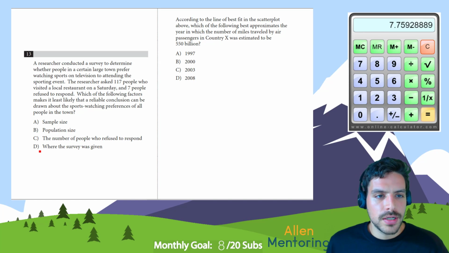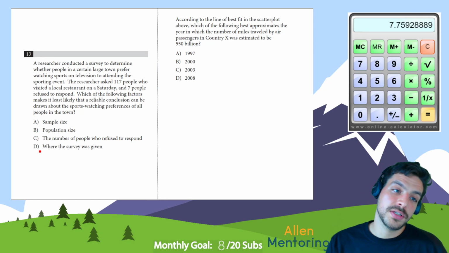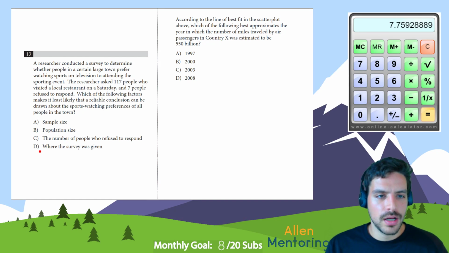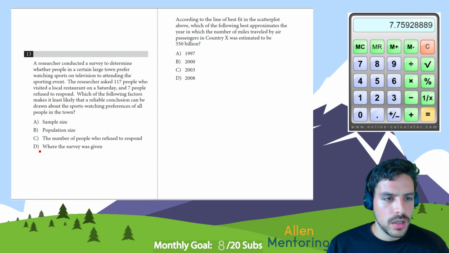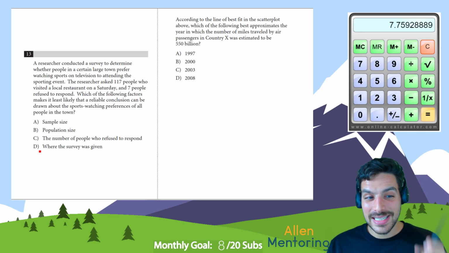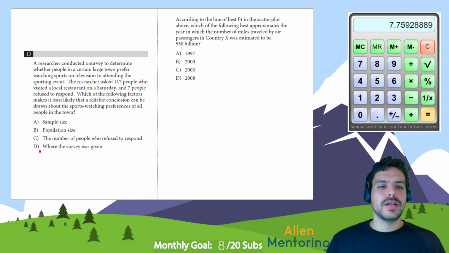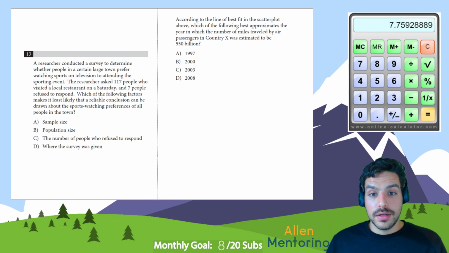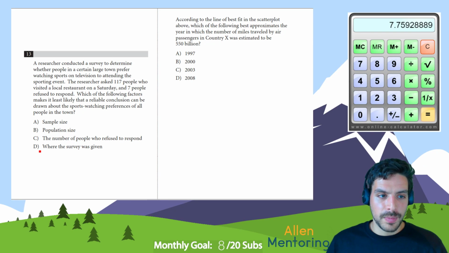A researcher conducted a survey to determine whether people in a certain large town prefer watching sports on television to attending the sporting event. The researcher asked 117 people who visited a local restaurant on a Saturday, and 7 people refused to respond. Which of the following factors makes it least likely that a reliable conclusion can be drawn about the sport watching preferences of all people in town?